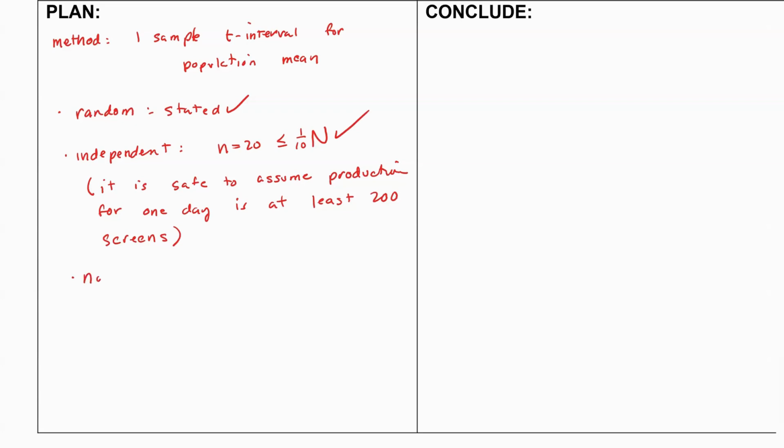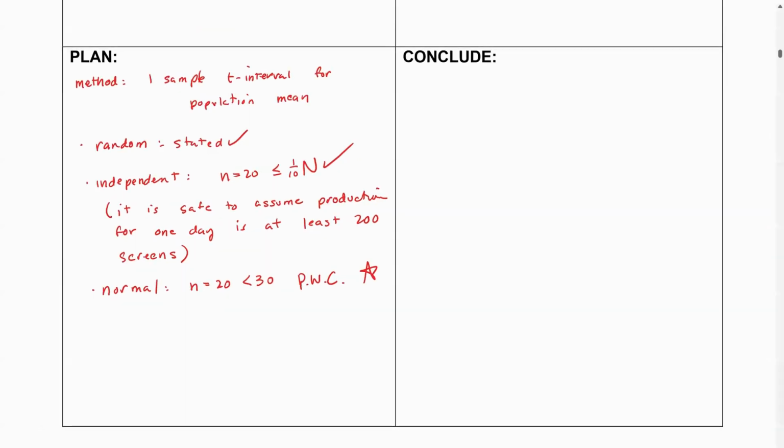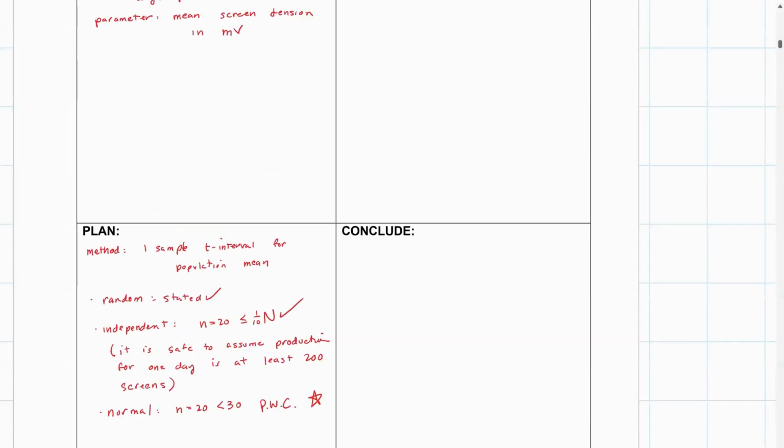And then the normal condition. Now, in this particular case, our sample size is 20, and we note that 20 is less than 30. And we're not told in the problem stem that the population is expected to be normal. So this is a proceed with caution. But later on, we're going to talk about what we can do about that. All right, so I'm going to put a star here because we'll talk about this after we get some other tools underneath our belt.